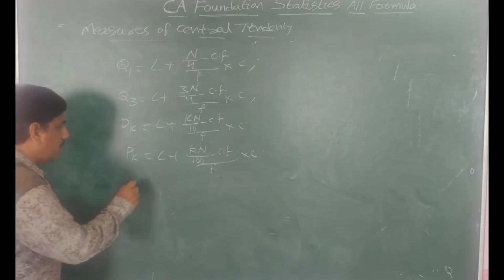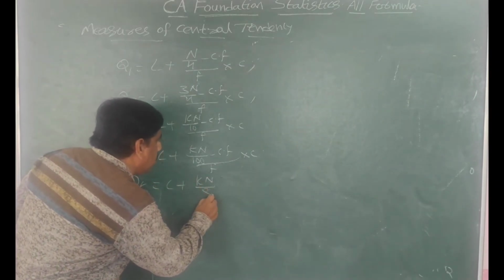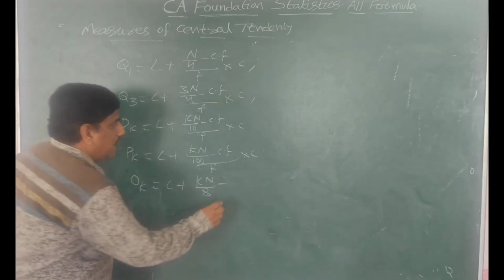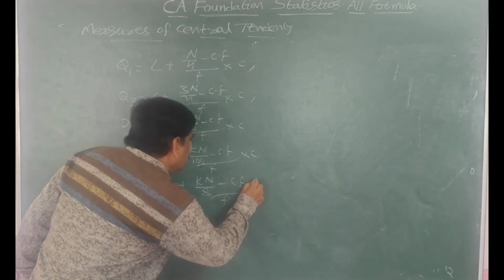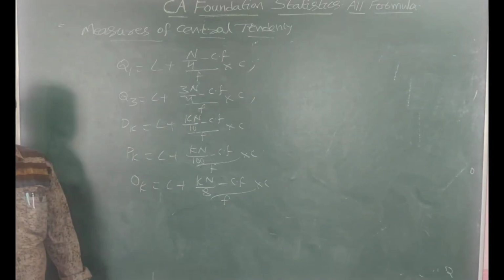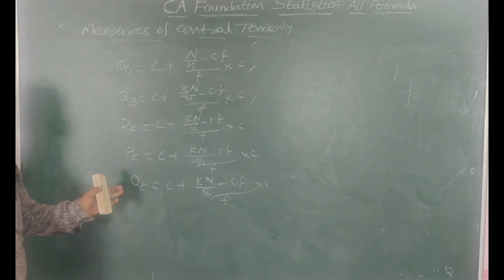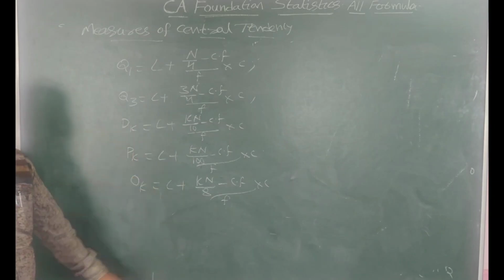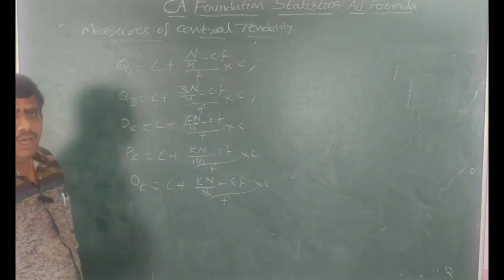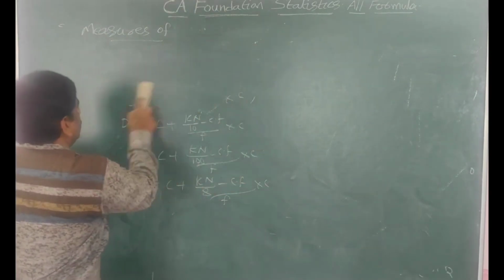Similarly, octile: if it is the kth octile, L plus kn by 8, octile means 8 parts, by 8 minus CF by F into C. Okay, these are the formulas in the first chapter, the basic and very important chapter, measures of central tendency. After that, now we will move on to the next chapter, measures of dispersion.